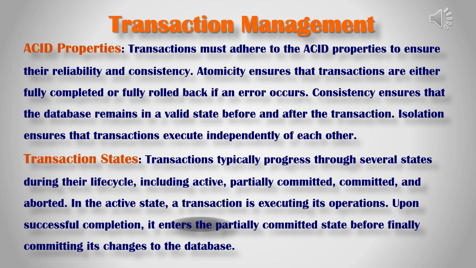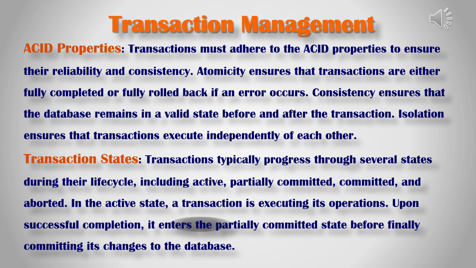ACID properties. Transactions must adhere to the ACID properties to ensure their reliability and consistency. Atomicity ensures that transactions are either fully completed or fully rolled back if an error occurs. Consistency ensures that the database remains in a valid state before and after the transaction. Isolation ensures that transactions execute independently of each other.